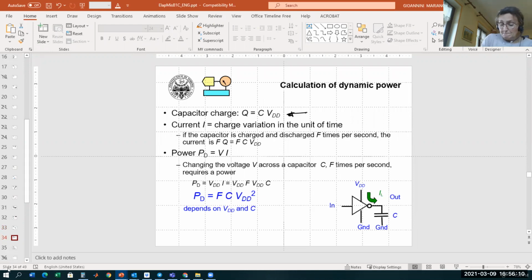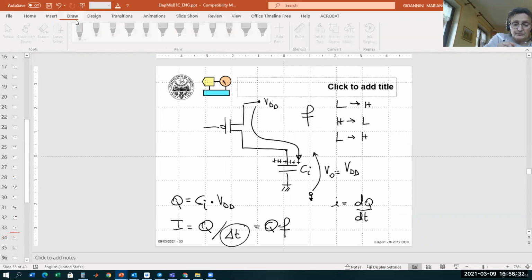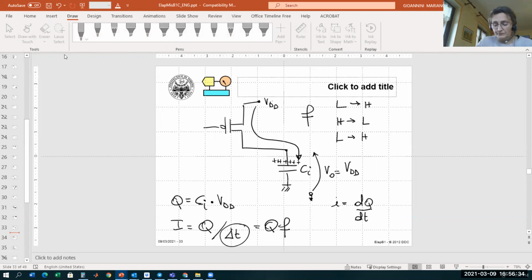So as you can see here, the current, the charge variation per unit of time, is calculated as F times Q. That is, if you substitute in this expression, you find that the current is equal to F C input times VDD.